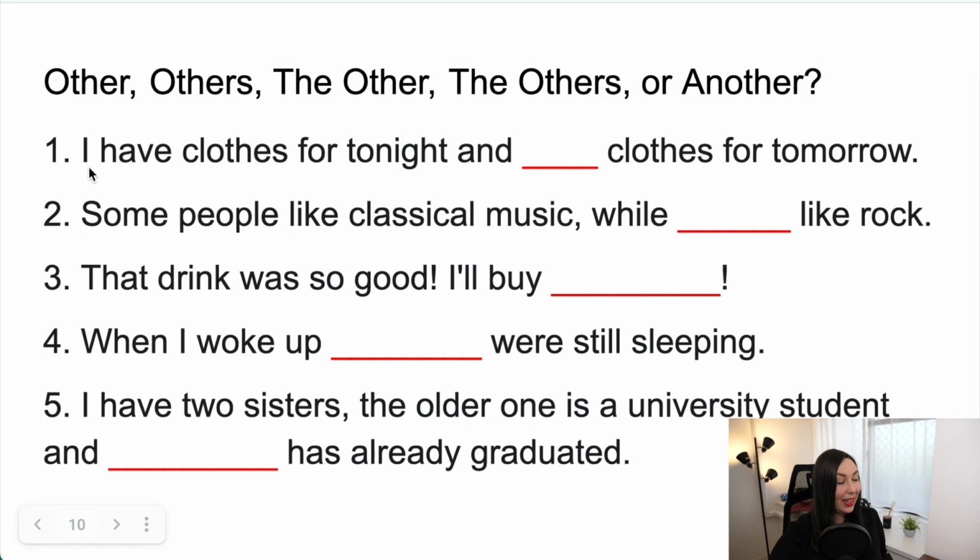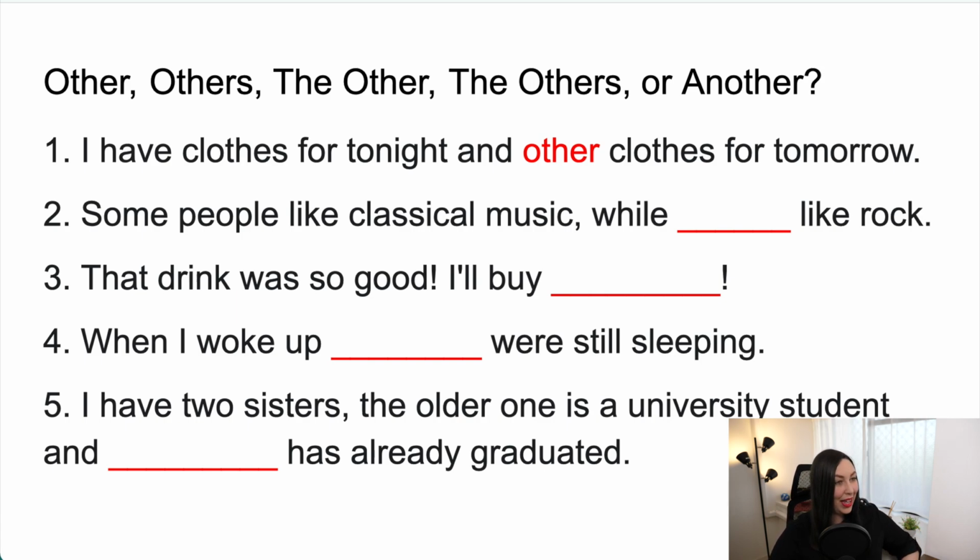Okay, number 1. I have clothes for tonight and clothes for tomorrow. Which one are we going to use? Other, others, the other, the others, or another? Okay, so the answer is other, other. Okay, I have clothes for tonight and other clothes for tomorrow.